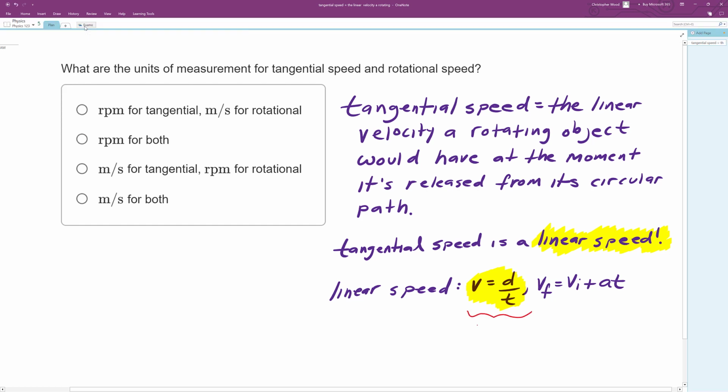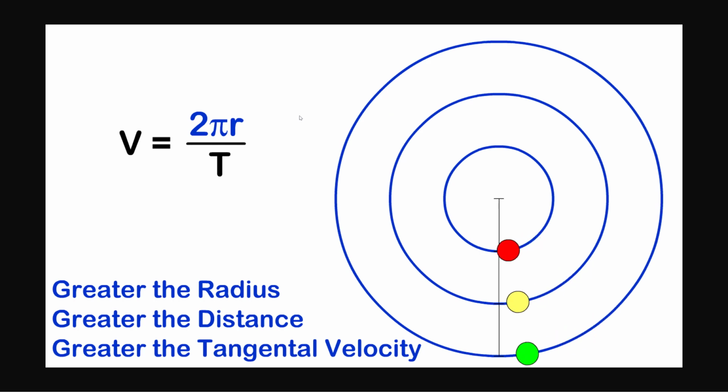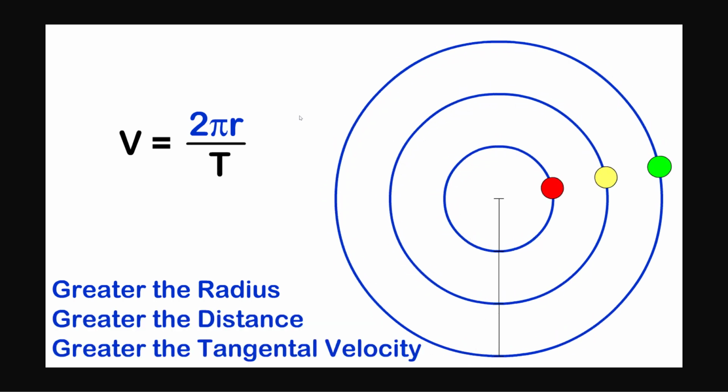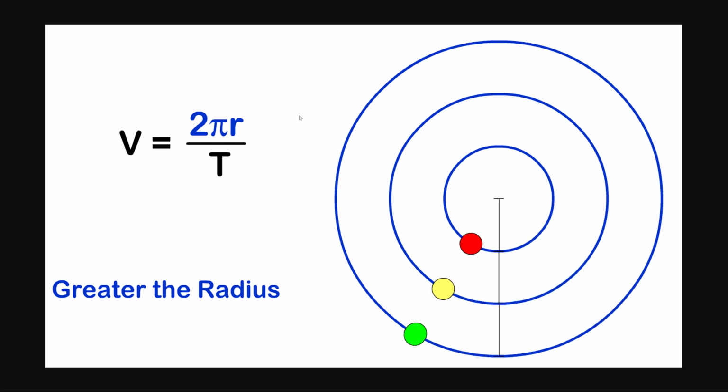So this is why we can use velocity equals distance over time, where distance is the path along the circle or the path along the arc. Let's take a look at rotational speed. Look at this red ball, yellow ball, and green ball. All three are moving in circles.